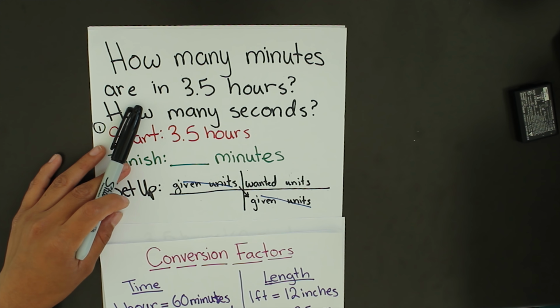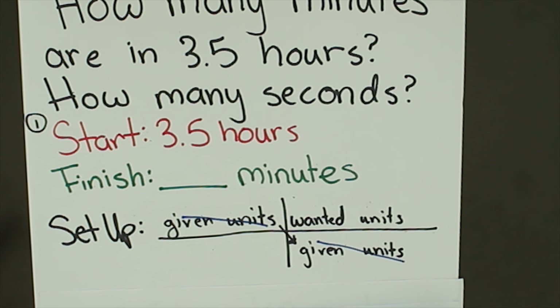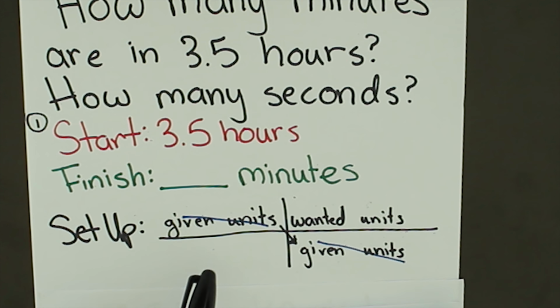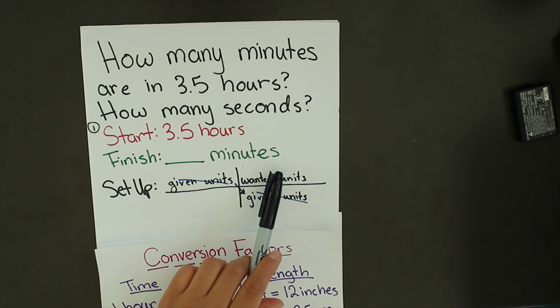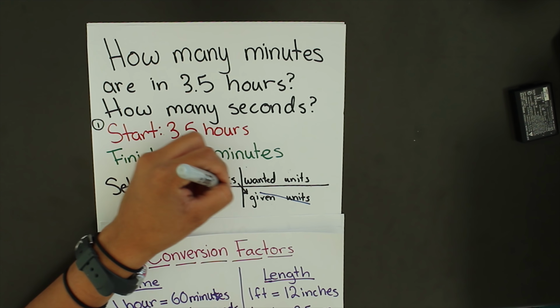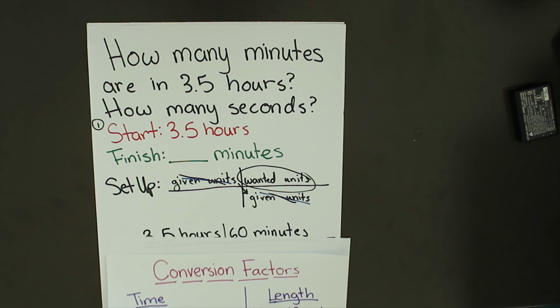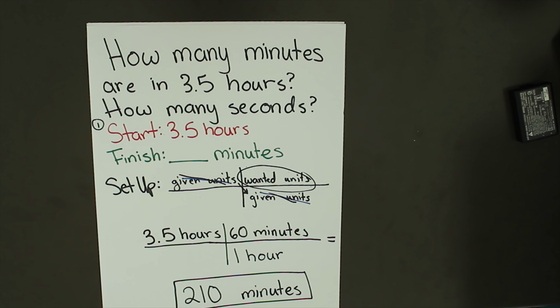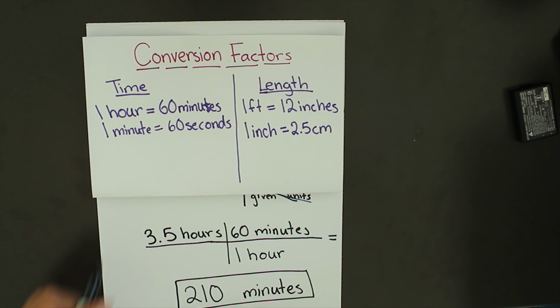To set this up, we first have to write down our train track method or picket fence method, however you want to call it. We're going to write our given units on the top right and then bring our given units here at the bottom. We're also going to write our wanted units at the top. The reason we do this is so we can eventually cross out our given units and stay with our wanted units or desired units. So we know that in 1 hour there are 60 minutes.